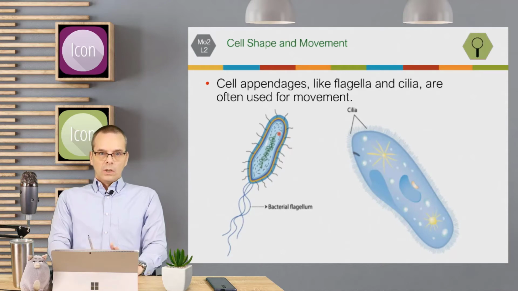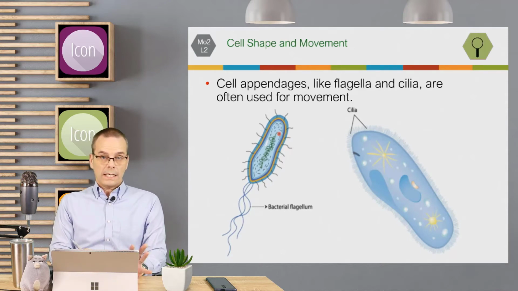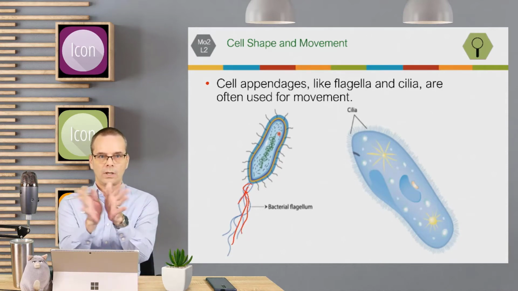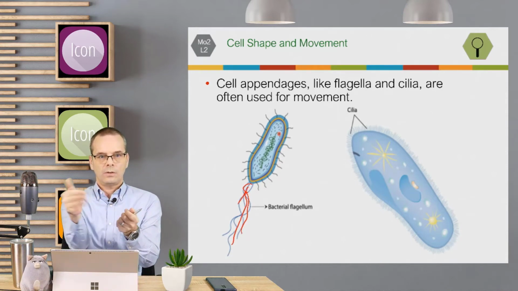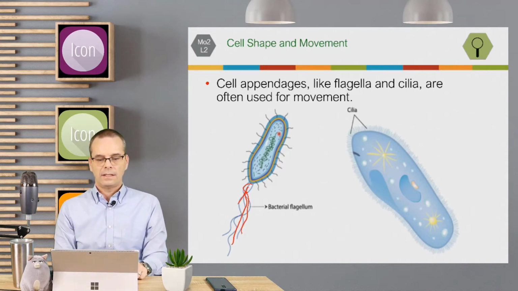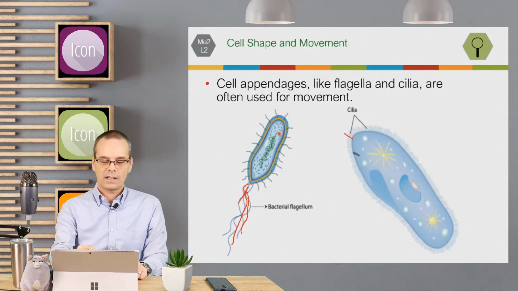Now, when you talk about prokaryotic cells, they have cell appendages called flagellum, and that helps it move. You'll see them do this. The flagella and cilia, which are these little things on the outside of the cell here, are all for movement.